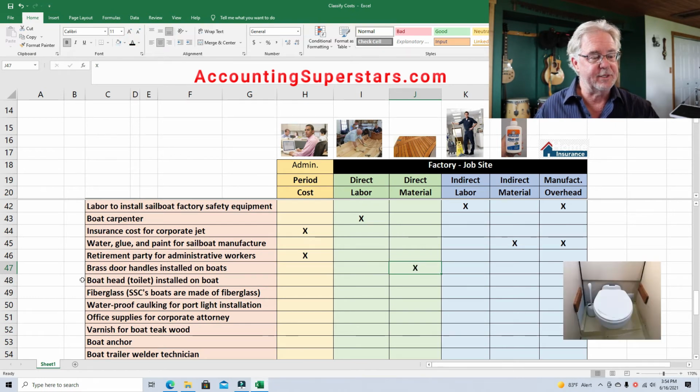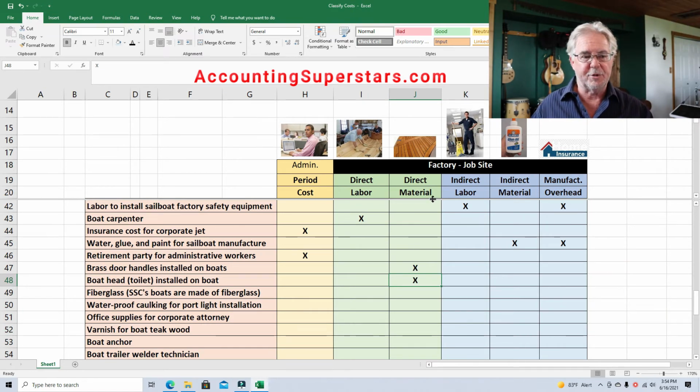Boat head toilet installed on boat. Now those can be kind of expensive too, so we want to keep track of them. So direct materials. Direct materials are materials that go into the production of the boat. They become part of the boat, and they're rather expensive. So we want to track them.